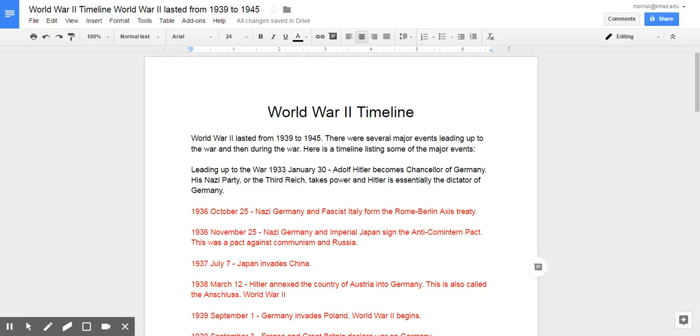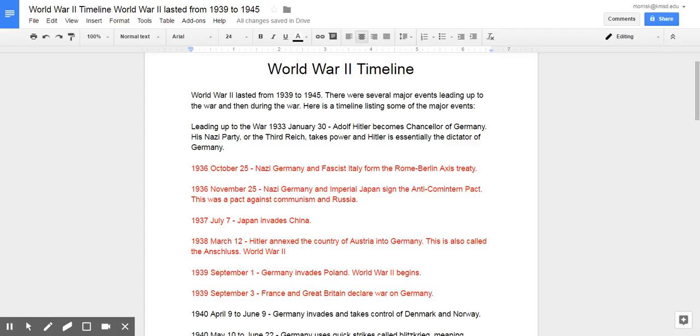to the war. 1933, January 30th: Adolf Hitler becomes the Chancellor of Germany. So he becomes the person in charge of Germany, the president, if you will, of Germany. He brings with him his Nazi party, or the NSDAP, which means the National Party of Germany, also known as the Third Reich. This takes the power, and Hitler's essentially now the dictator of Germany.